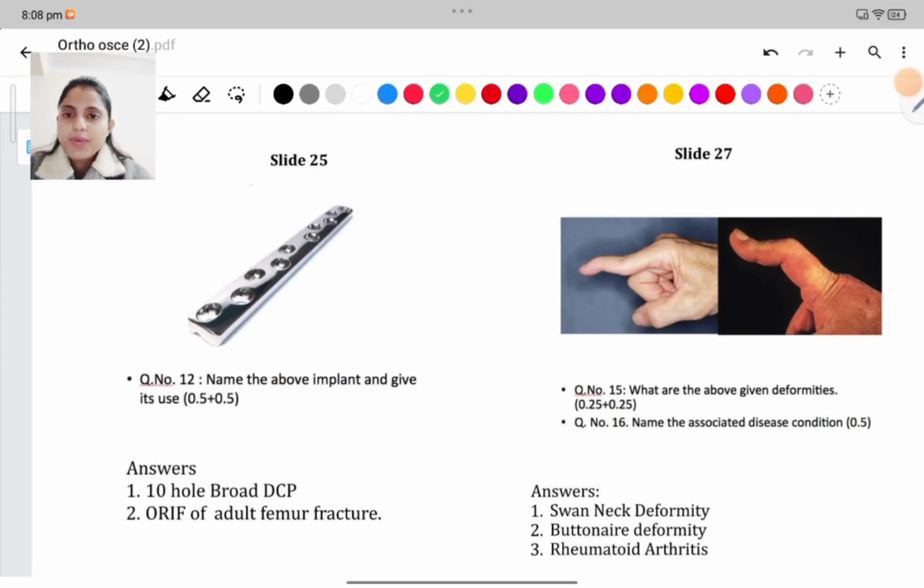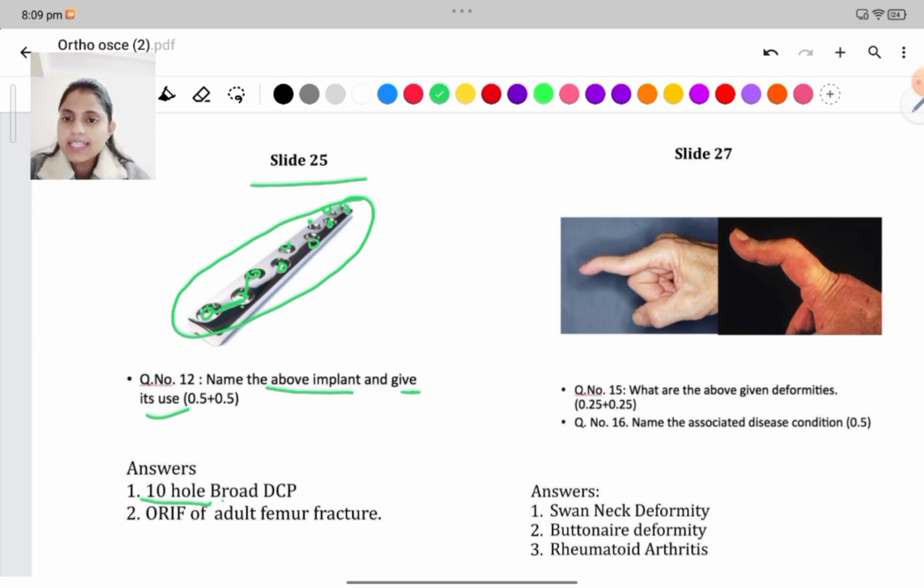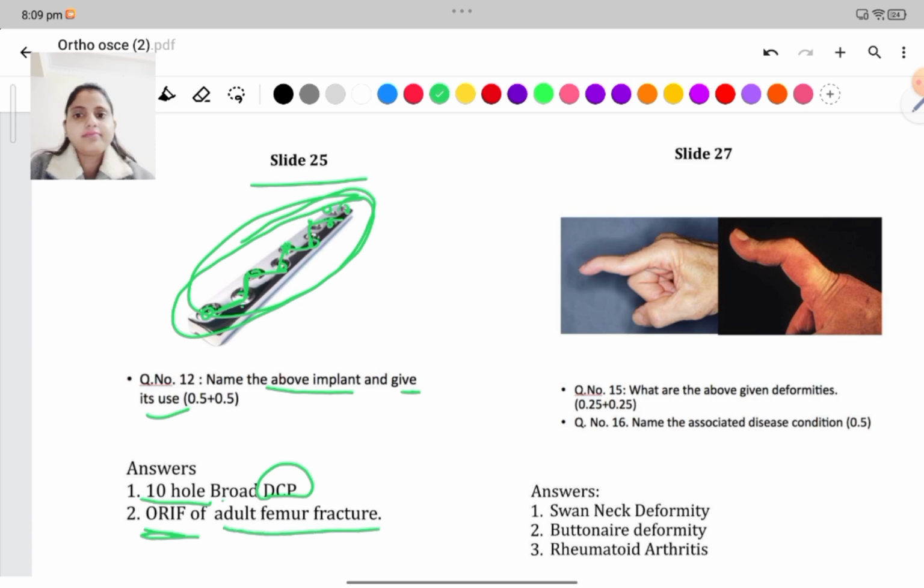So question number 25. Name the above implant and give its use. Here we can see 1, 2, 3, 4, 5, 6, 7, 8, 9, 10. Ten holes. So this is called the 10 hole. And broad, as the holes are zigzag, it is called broad. 10 hole broad dynamic compression plate. And it is used in open reduction internal fixation of adult femur fracture.